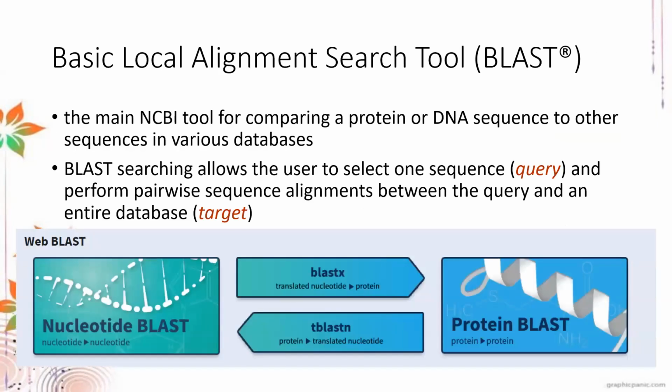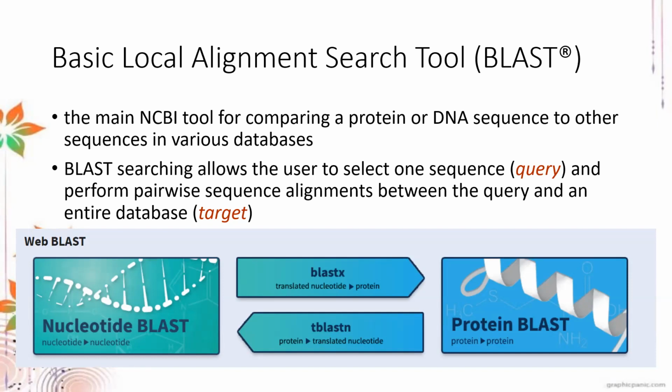As a background, first, what is BLAST? BLAST is basically the acronym for Basic Local Alignment Search Tool. It's the main NCBI tool for comparing a protein or DNA sequence to other sequences in the various databases. Your BLAST search allows the user to select one sequence, which is your query, and perform pairwise sequence alignments between your query and a certain target database.